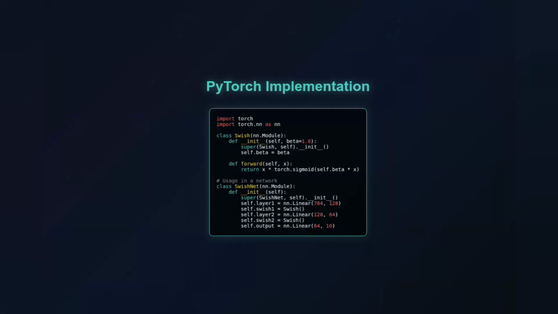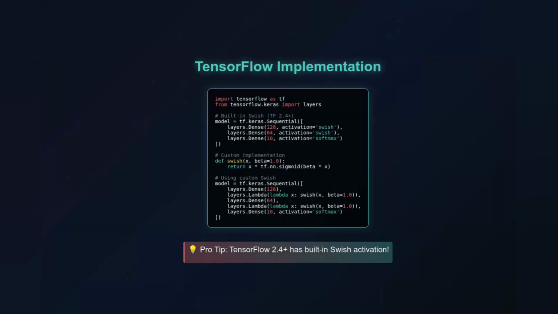Now, let's get our hands dirty with some code. I'll show you how to implement Swish in both PyTorch and TensorFlow. Here's how you implement Swish in PyTorch. Notice how I made beta a parameter? You can tune this for your specific use case. And here's the TensorFlow/Keras version. Pro tip, TensorFlow 2.4 plus has Swish built in as swish activation.